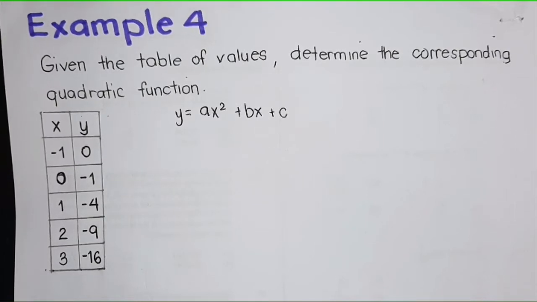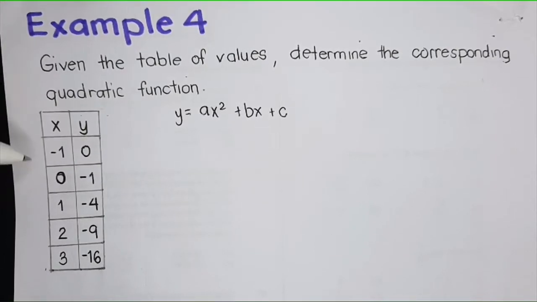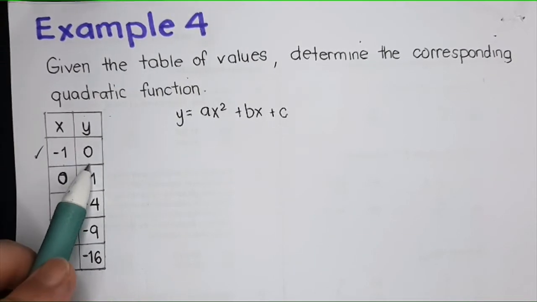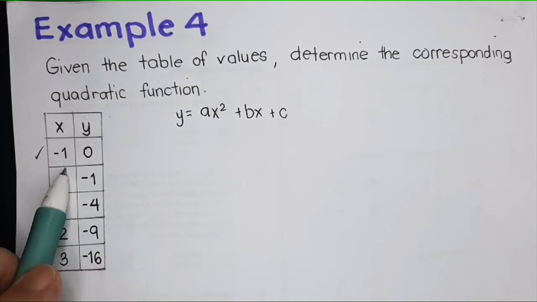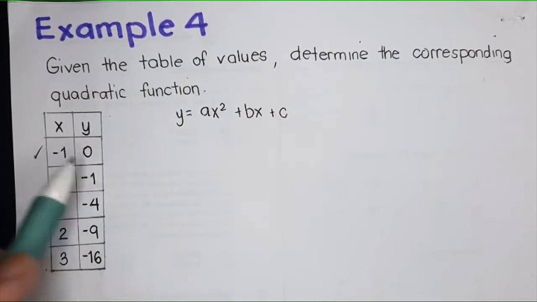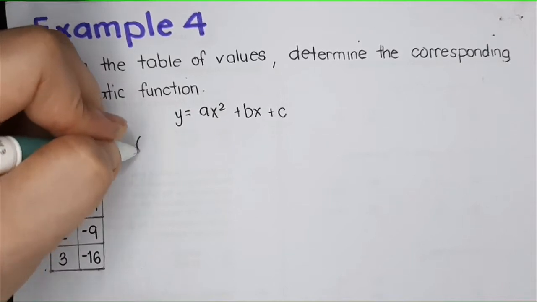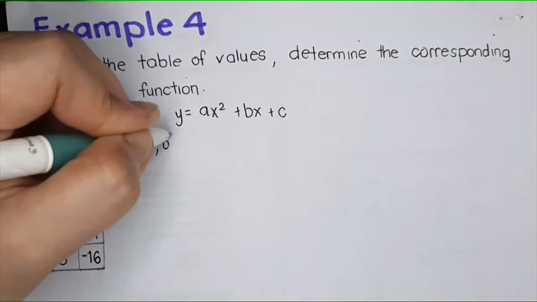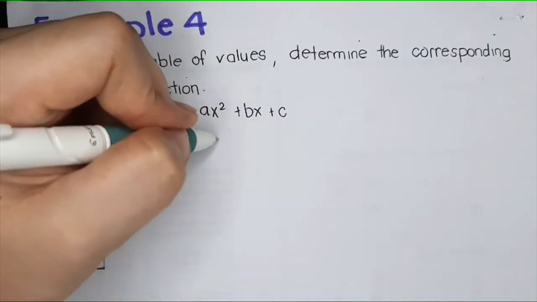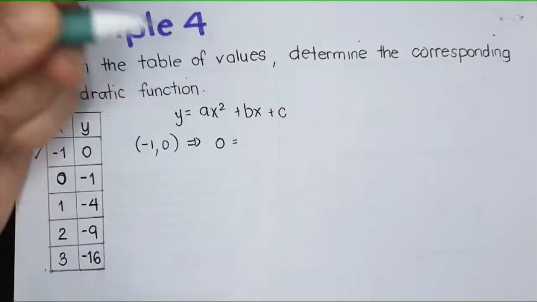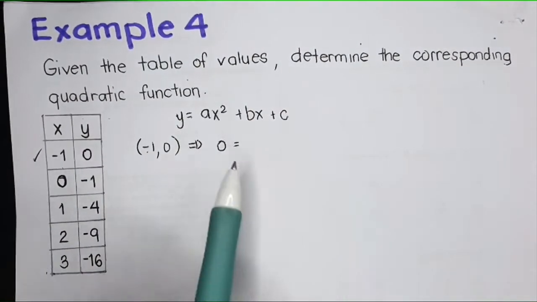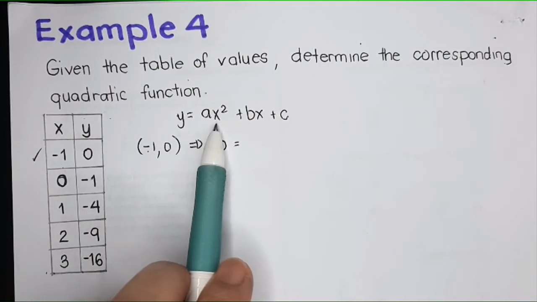Okay? So, let's do substitution here. Let's start with negative 1, 0. So your x is negative 1 and your y is 0. Okay? Let's do it. So I'm going to write here. Pag negative 1, 0, anong meron? Ang y ay 0. So you have 0 equals, your x is negative 1.